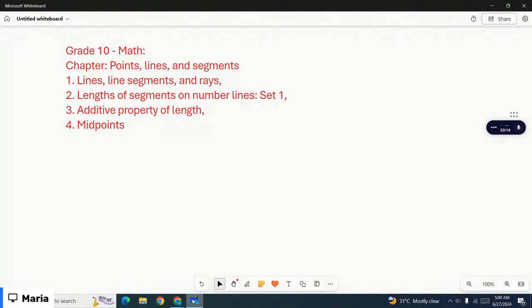We are here for grade 10 math. You can find all the lessons on applestudents.com. You have to log in there using your email address and password as provided by the administrator. Then you have to select math from the subject tab.